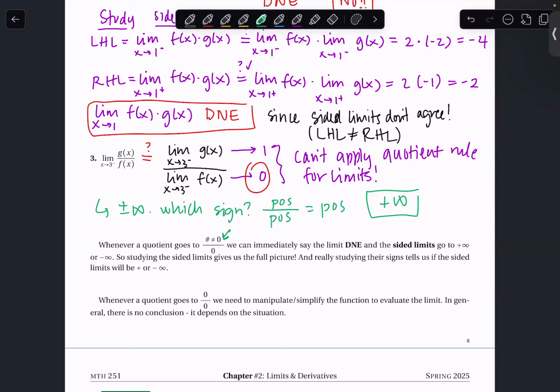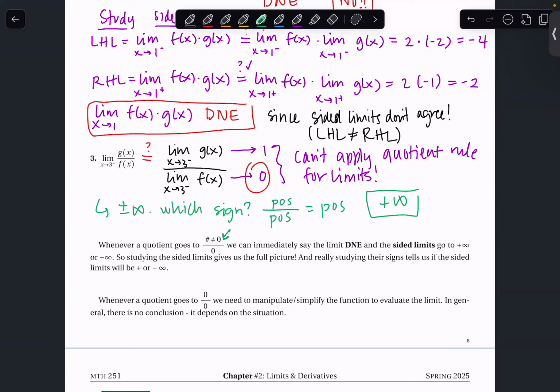Okay. Other ways we can't use the quotient rule and where this is not going to work is if we have 0 over 0. We already saw an example of that where we had polynomials that we could factor and cancel and somehow get a number back out. So lots of different things can happen when we get 0 over 0. We can't immediately conclude it goes to plus or minus infinity. It doesn't exist. It gives me a number. It really depends on the situation. But anytime we have something like this, our goal is to manipulate the function.